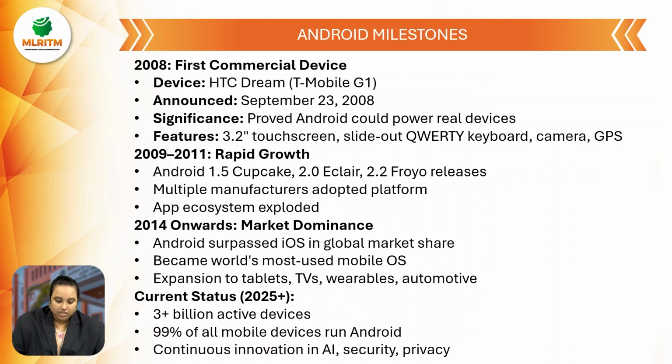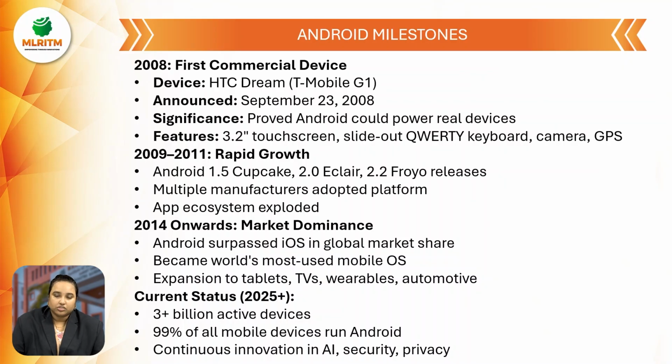Later, in 2009 to 2011, there was rapid growth. With the Android 1.5 Cupcake, 2.0 Eclair, and 2.2 Froyo releases, multiple manufacturers adopted the platform, and the app ecosystem exploded. From 2014 onwards, Android dominated the market. Android surpassed iOS in global market share and became the world's most used mobile OS, with expansion to tablets, TV, wearables, and automotive.